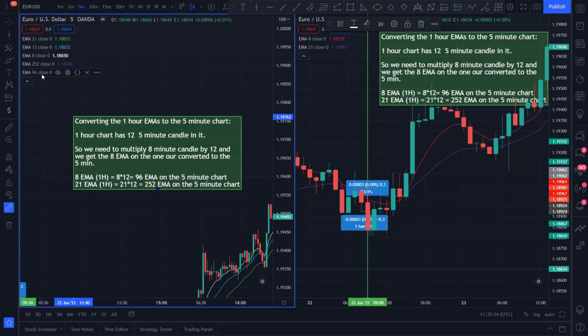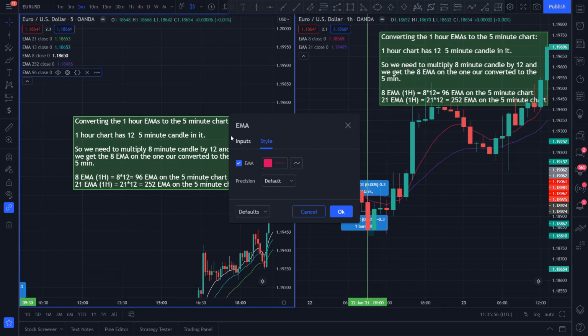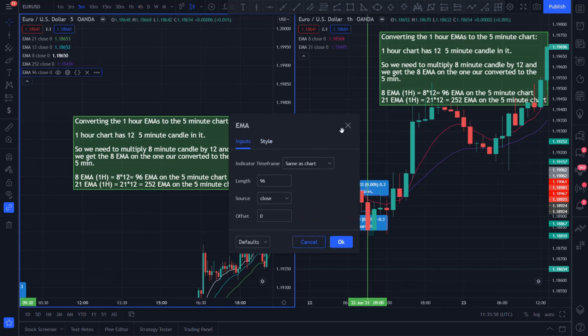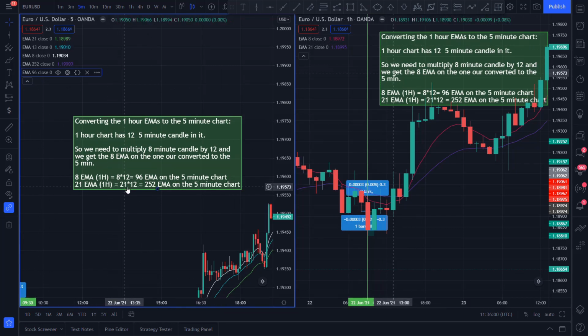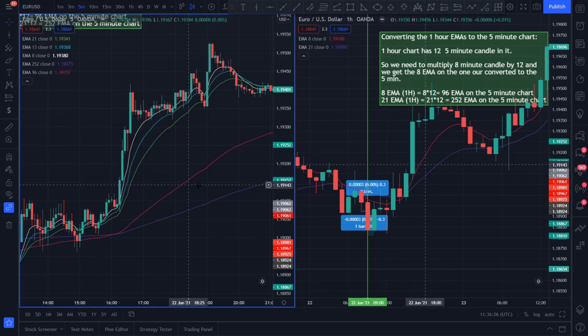You're going to put that up onto your 5-minute chart. As you can see, it's here. And you're going to do the same with the 21. 21 multiplied by 12 is going to be 252. And that's going to represent the 21 EMA on the 1 hour. So as you can see, this is going to be our 8th period on the 1 hour. It's going to be the 21 period on the 1 hour.